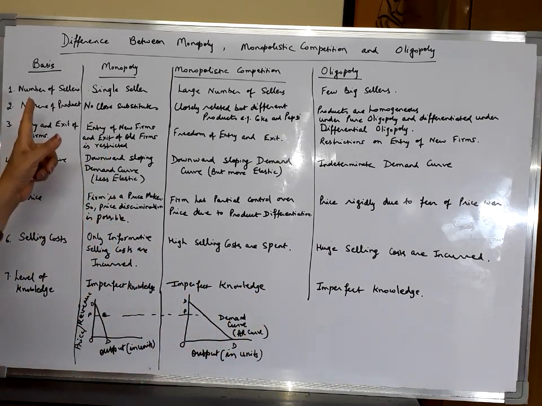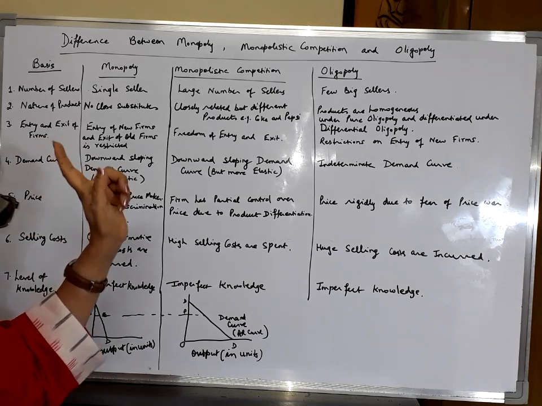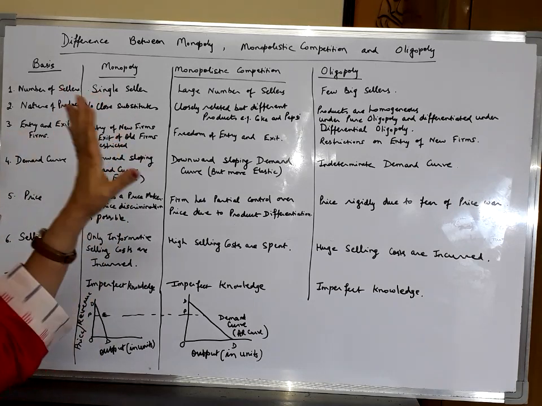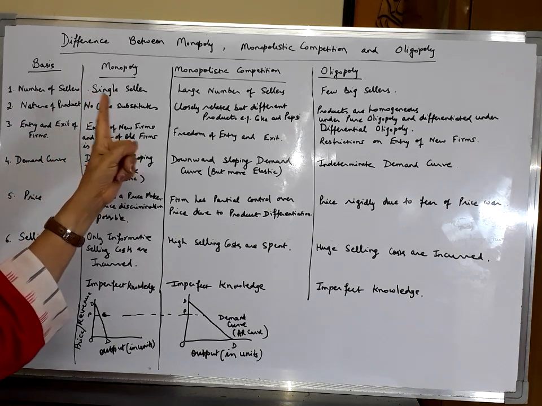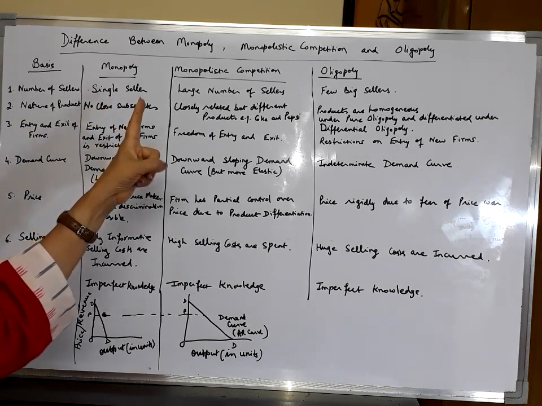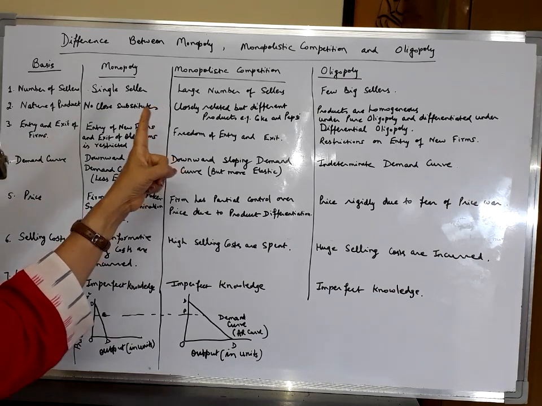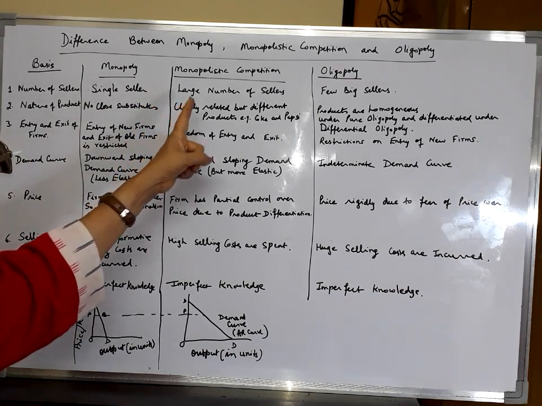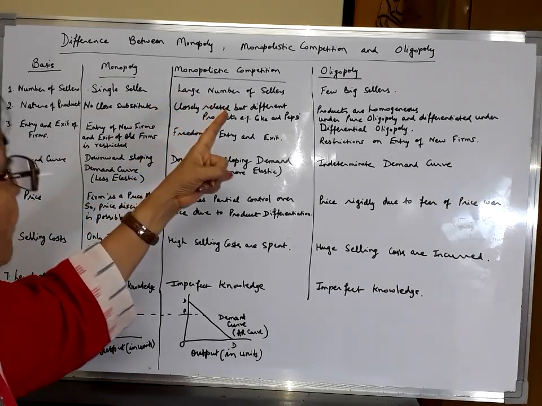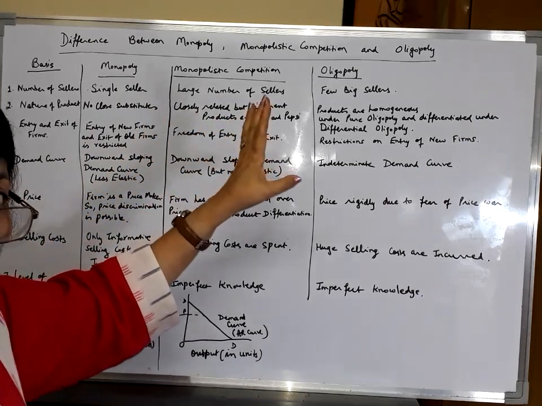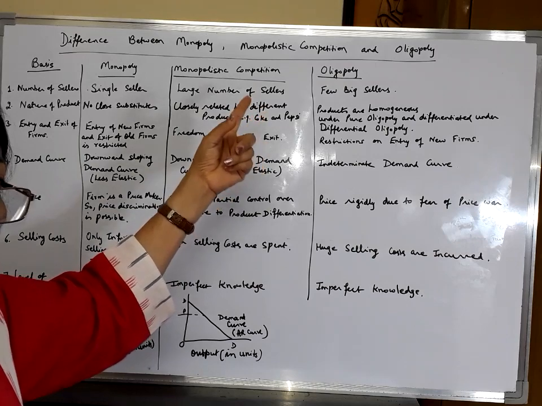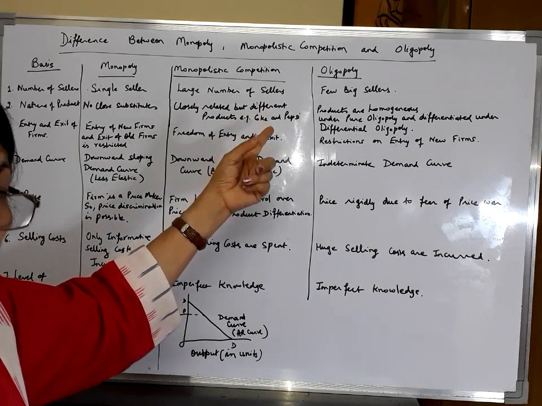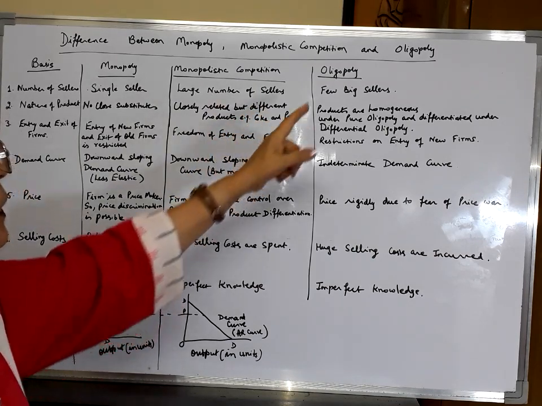First point is number of sellers. Under perfect competition we had said that there are a large number of sellers, but under monopoly there is one single seller only. He has no other person or firm to compete with him. Under monopolistic competition, a large number of sellers. If there is one seller here, there may be 20, 40, 60 sellers or even more under monopolistic competition.